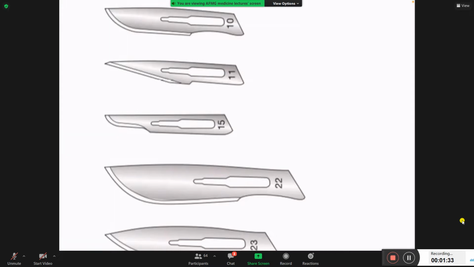First of all, see, you can see the 11 number knife. This 11 number knife is the most important surgical blade for us. This 11 number is also called a stab knife. And this 11 number knife blade, we are going to use whenever we are going to open any cavity. Any hollow viscera, if we want to enter into, we need a stab knife.